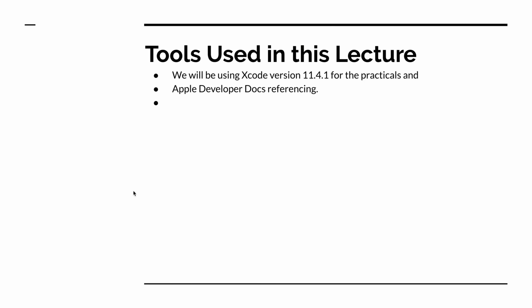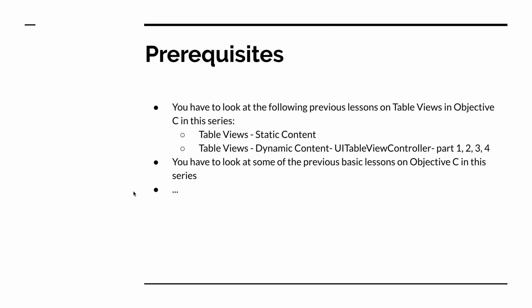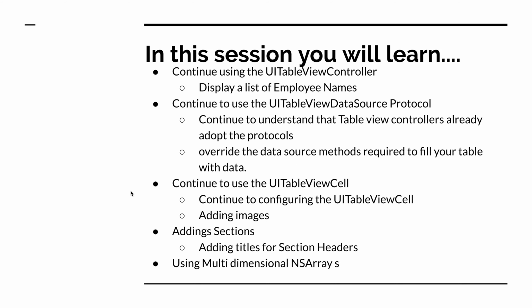Tools used in this lecture: we'll be using Xcode version 11.4.1 for practicals and Apple Developer Docs for referencing. Prerequisite: you have to look at the following previous lessons on table views in Objective-C in this series. Table view static content and table view dynamic content, UITableViewController part 1 to 4. You have to look at some other previous lessons in Objective-C in this series.